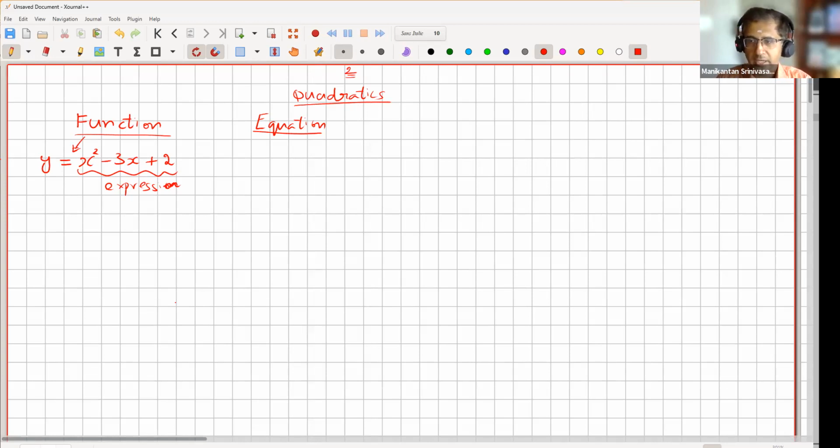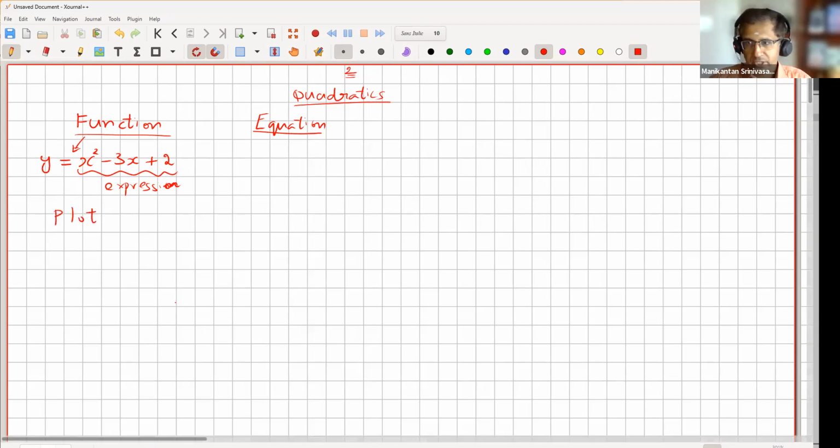Of course, you can rearrange, write x in terms of y and make the other one independent and this one dependent. But the way it is written right now, y is the dependent one, whatever you write on the left-hand side, and the independent one is on the right, x squared minus 3x plus 2. Now, what can you do with a function? You can plot a function.